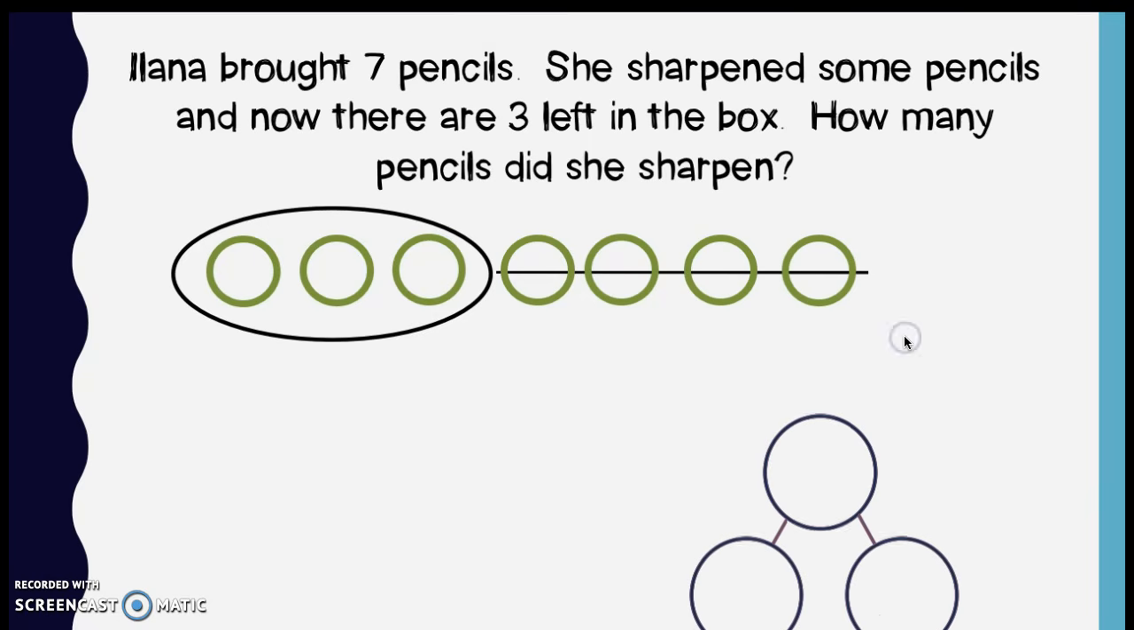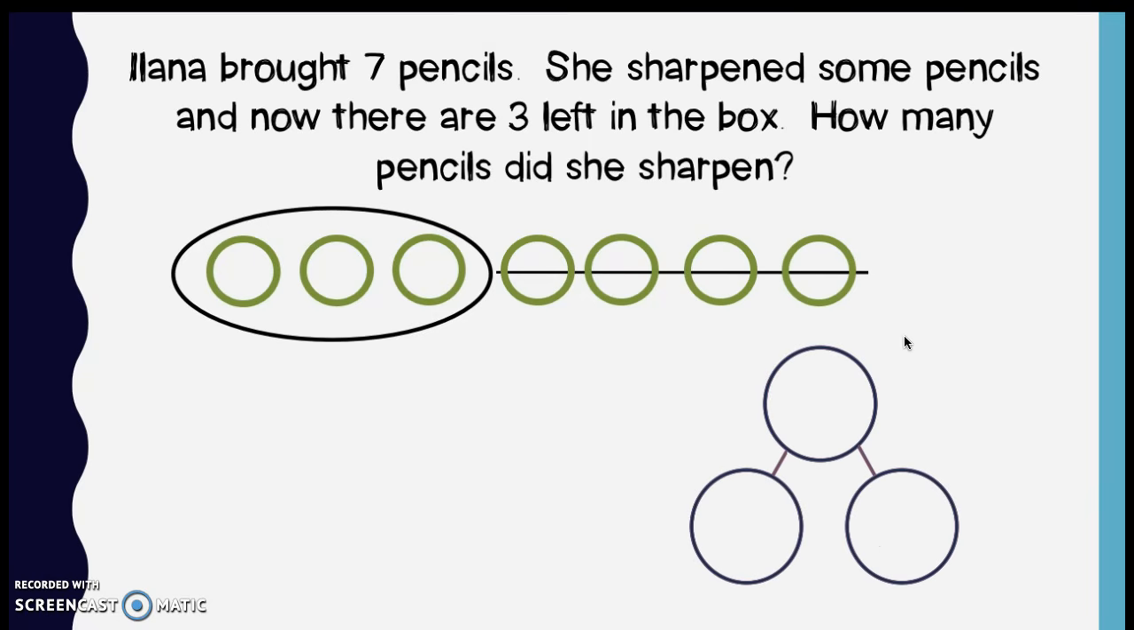Excellent, 4 of them. All right, I want you to go ahead, use that math drawing to fill in your number bond. Press play to check yourself. Well, she started with 7 pencils, so that's the whole amount. And then we knew that 3 were left in the box, and we figured out that there were 4 that she sharpened. Do you think you could write a subtraction sentence that goes along with your picture and your number bond? Try it, and then see if yours is the same as mine.